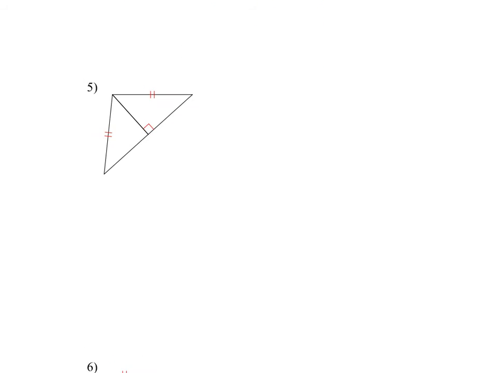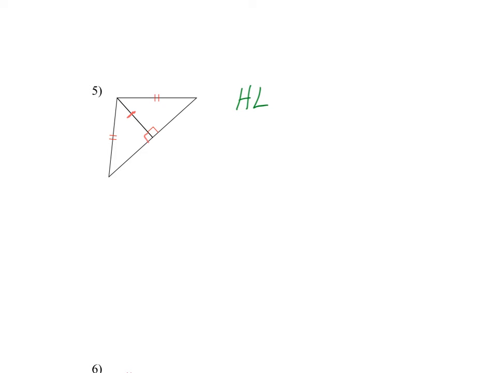On number 5, you can see I have a right angle, because if that one is right, that one is right. So those are right triangles. On this one, I have one more that I can use: the hypotenuse, because it's the side opposite the right angle. And I know that they share this side, so it's congruent for both of them. That means I can prove this one by hypotenuse leg.